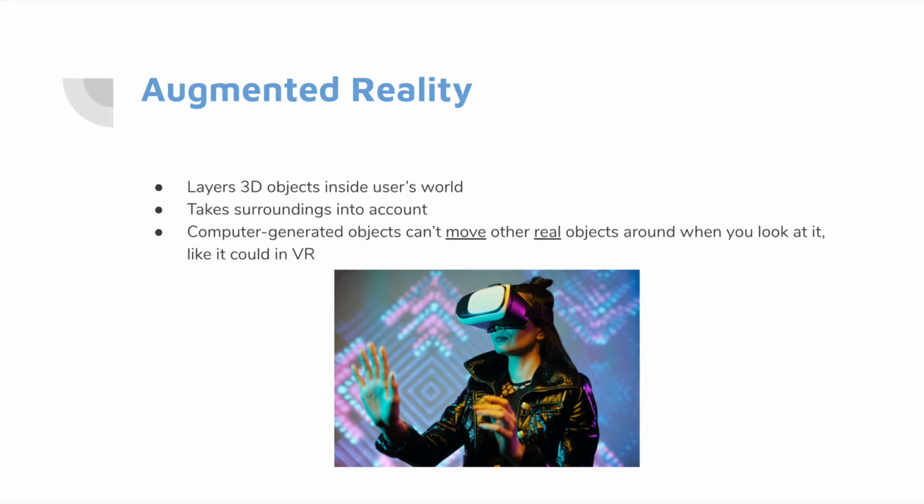Augmented reality is a technology that superimposes a computer-generated image on a user's view of the real world, thus providing the user with a composite view. This computer-generated information cannot interact with the real-world objects.